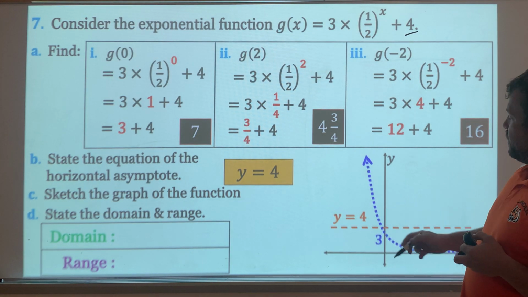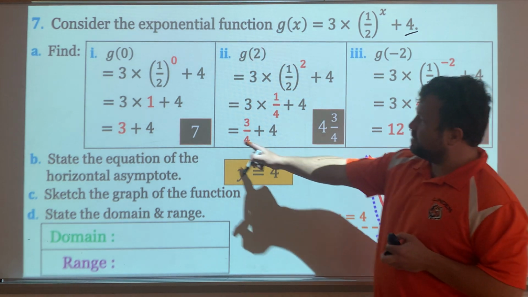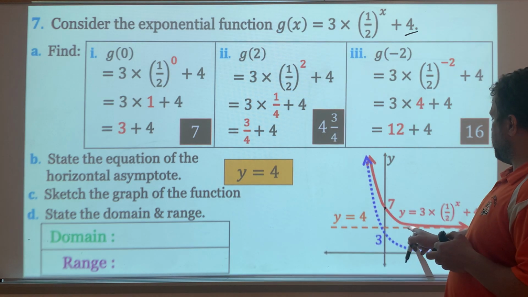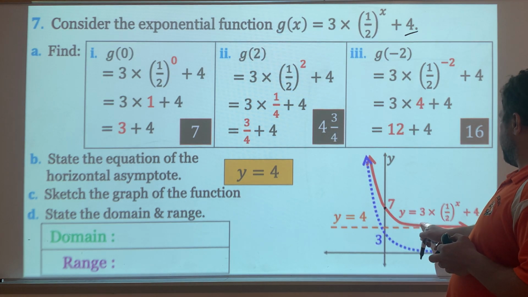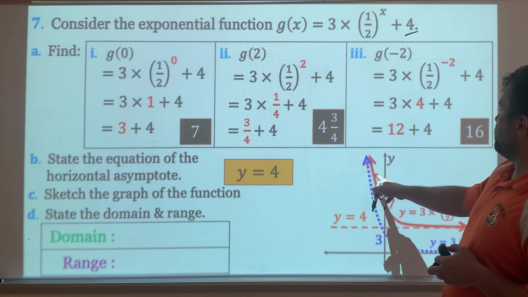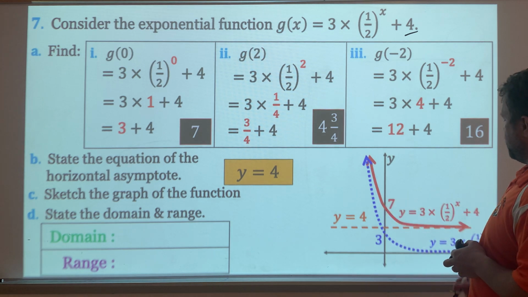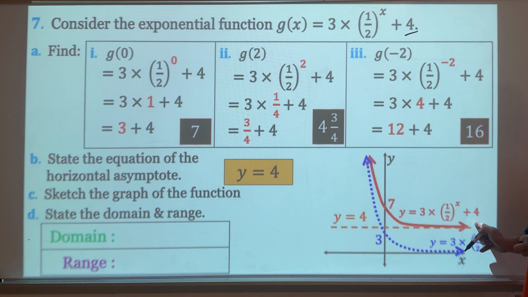All right. I know I have a point at 7, right here, because that's my y-intercept. I know I have 2 over and about 4 3/4, so I'm getting really close to 4. I know I have a point negative 2, 16. So that's what my graph looks like. This is what it looks like before your shift and then after your shift.